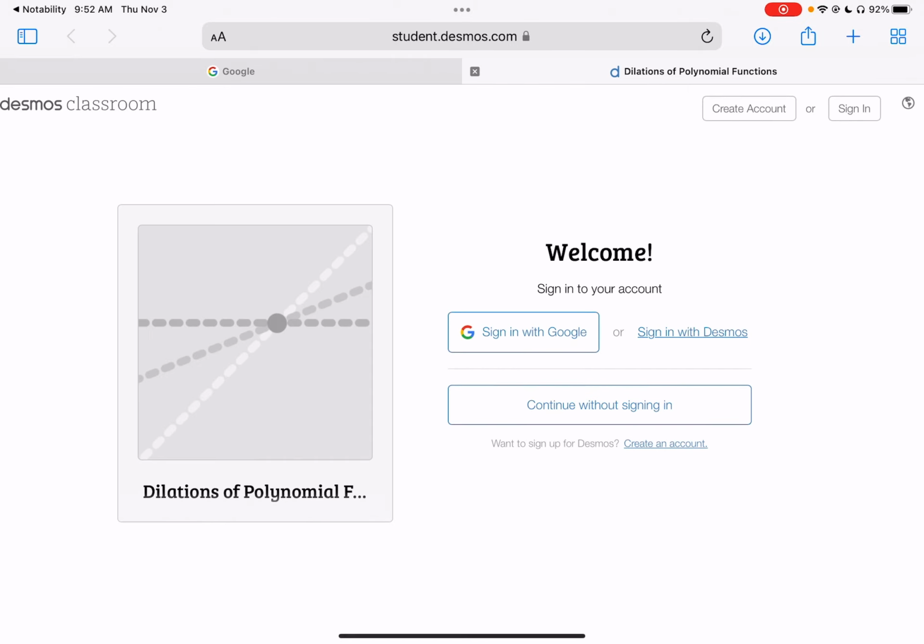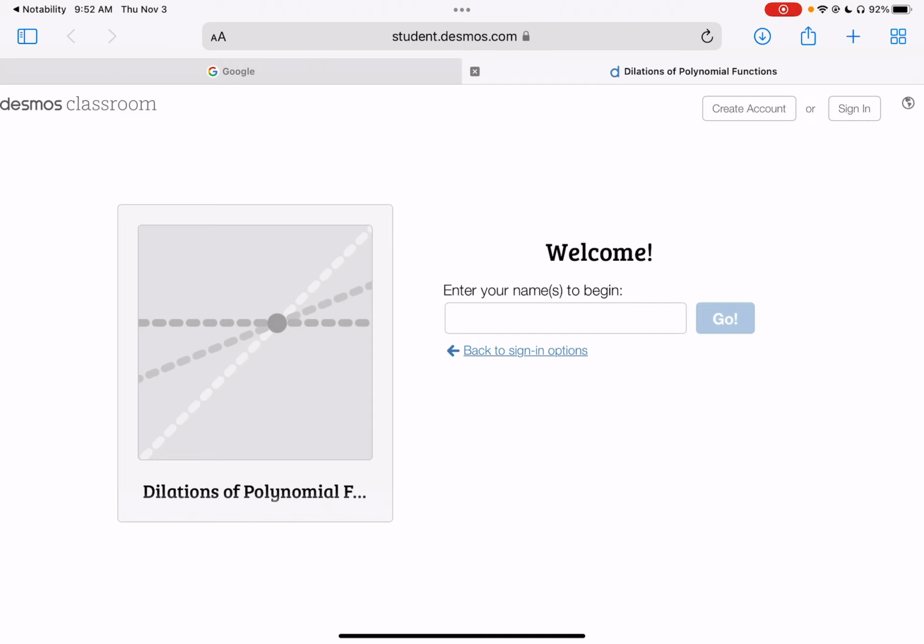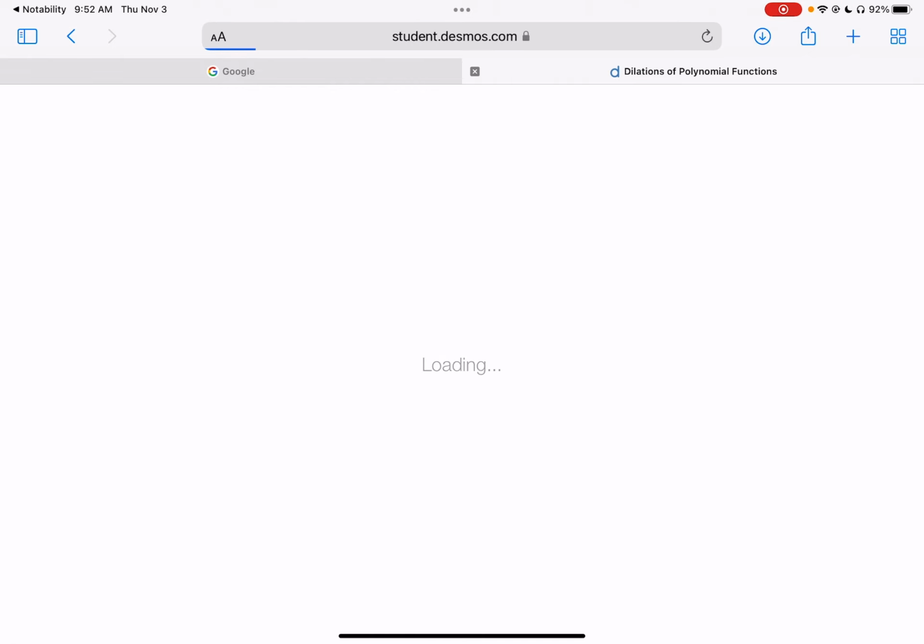So click on the link in the printable version if you want to go to your own Desmos. If not, you can just follow along on here, and then you can continue without signing in. And then just put in your first name, your initials, or anything you want, and then you can press go to move forward.